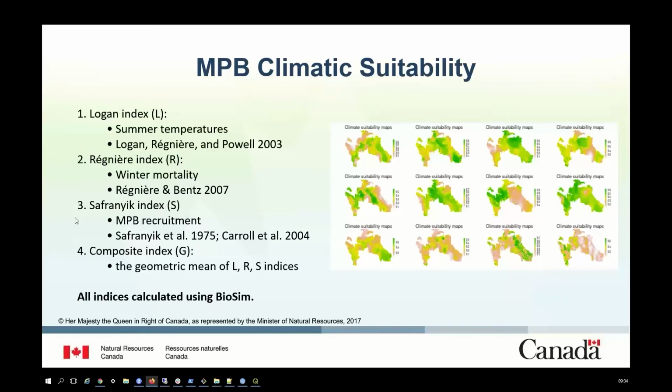There's also another index, the Safranyik index, which looks at stand recruitment, MPB recruitment, and that had been refined for Alberta beetle populations. And then there's also a composite index, which is just a geometric mean of each of those. So the model gives you the option of using all four, or any one of the four, of those climatic suitability indices. Each of them predicts slightly different spatial results, and you can see what some of those maps look like in the figure.